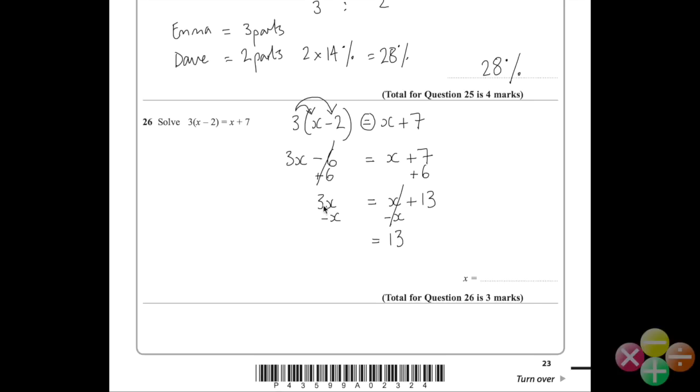Now on the left hand side, 3x take away x is 2x. Now 2x is equal to 13. So what we need to do here is divide both sides by 2. Now 2 divided by 2 is 1, and that leaves me my x on its own, and 13 divided by 2 is 6.5. So my value of x is x equals 6.5.